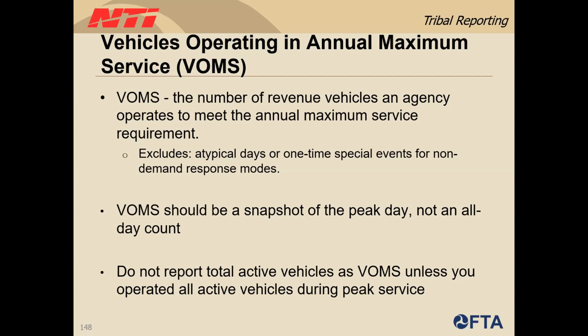However, agencies may retain spare vehicles that do not necessarily operate during peak service times. So for example, if your agency has 15 active vehicles and the highest number of vehicles on the road during the year was 12, then you should report 12 VOMs, not 15. If the VOMs you report on the RR20 form is identical to the number of active vehicles you report on the A30 form, your analyst may ask about this during validation.